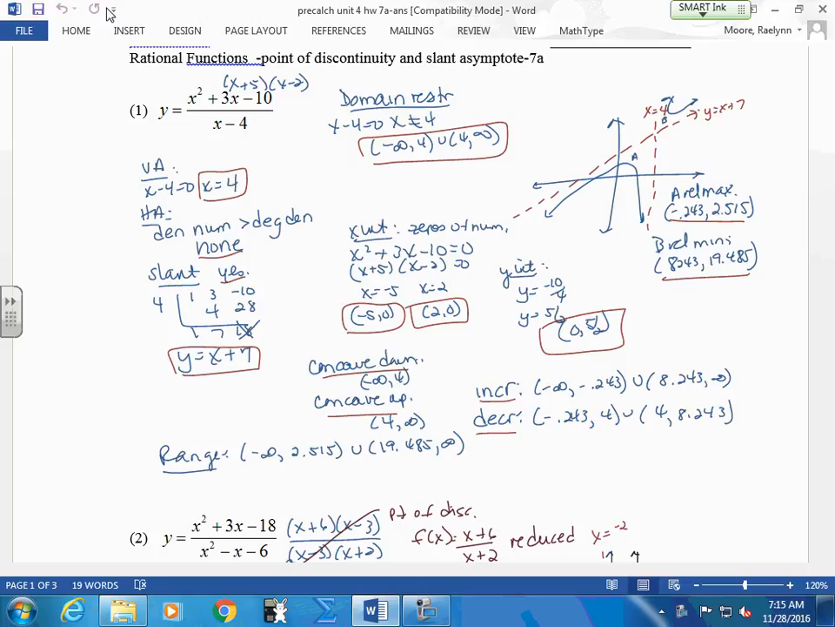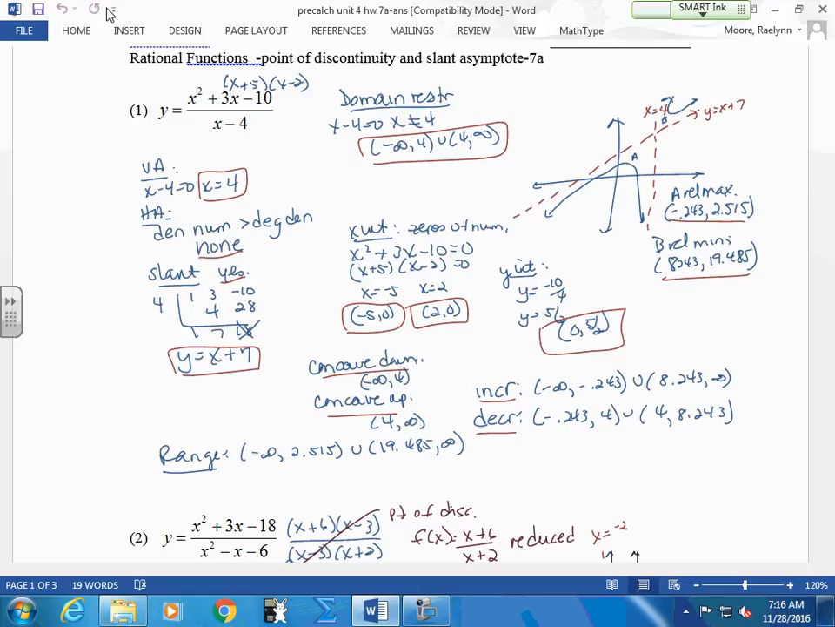Alright, so we factored this, but we're not able to reduce anything. That's the first step. Well, actually, first you should find your domain restriction. That is after you factor it. So find your domain restriction. We can't use a 4, which makes sense to us. That also is your vertical asymptote. Okay. Horizontal asymptote, go by the chart.